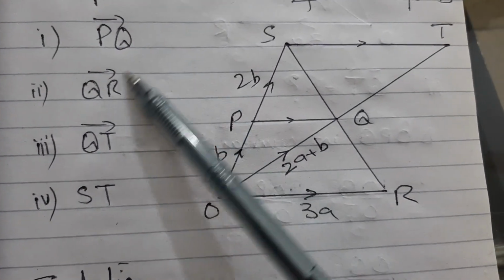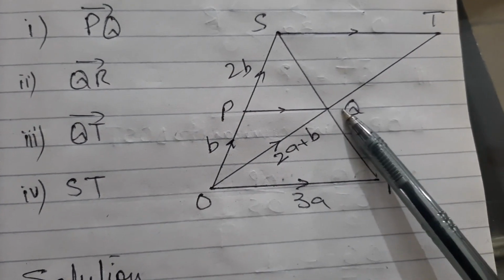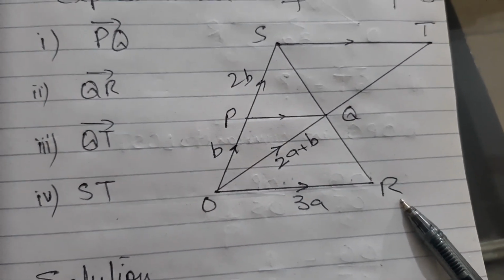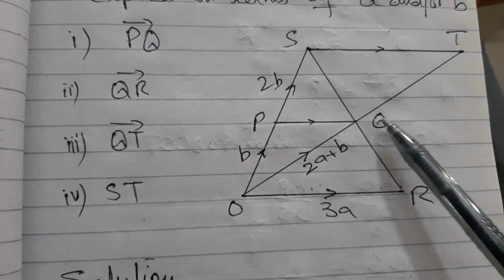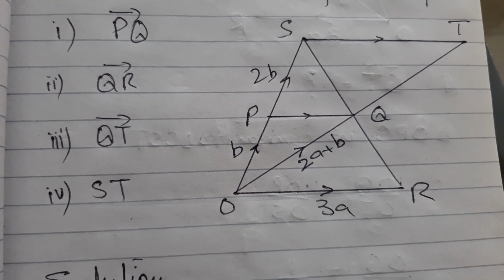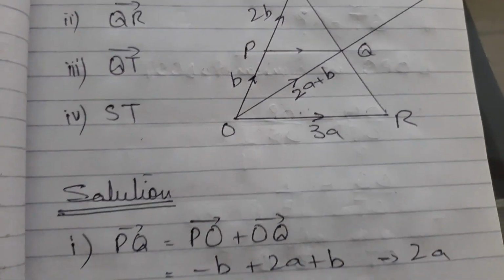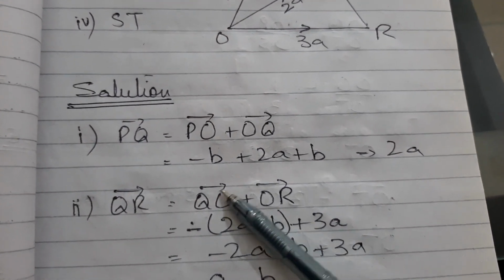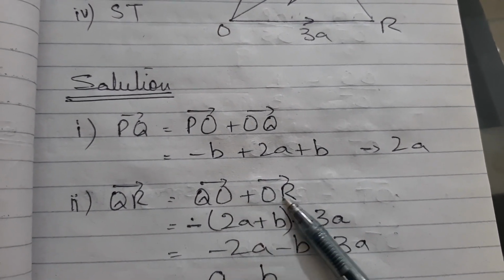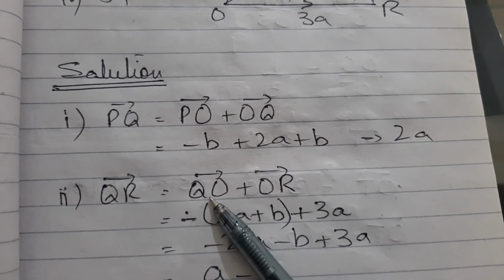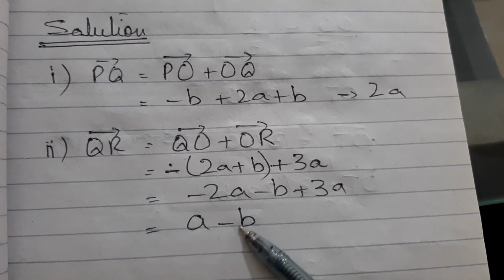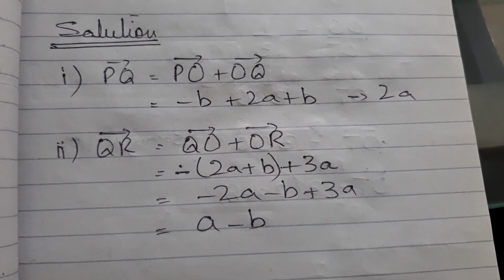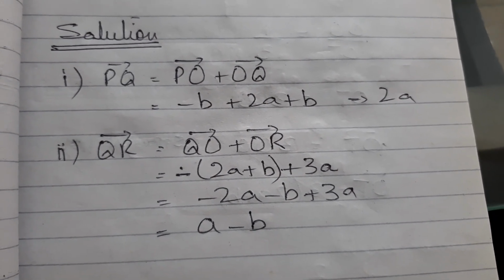Then the question is saying find out QR, this vector. So can you think what you will do? To find out QR, you will do this, QO plus OR. I'm taking help of the diagram right now. So QR is QO plus OR. Because OQ is given to you in the question, QO will be in the opposite direction, so minus sign. After simplification, you get A minus B, right?